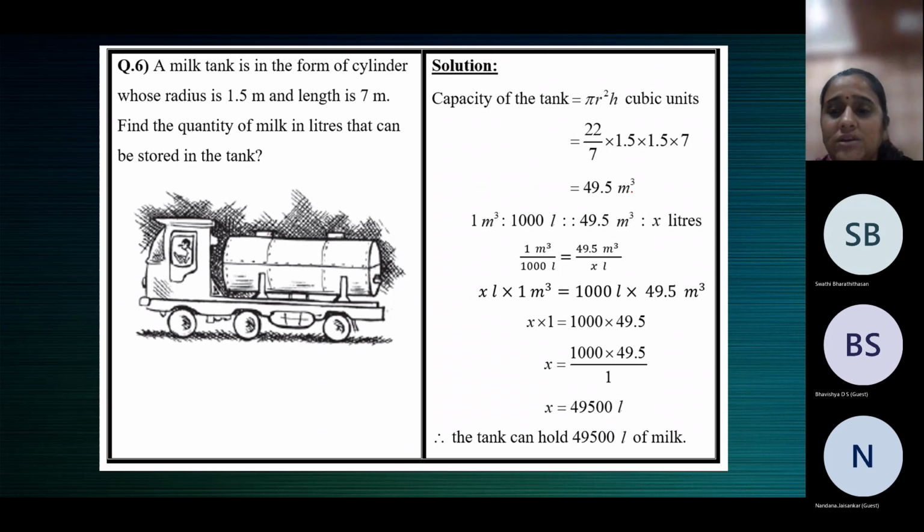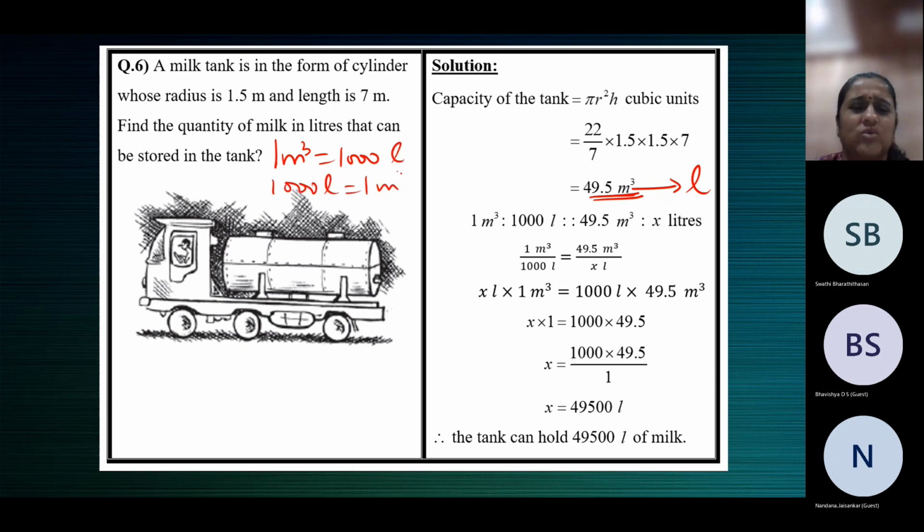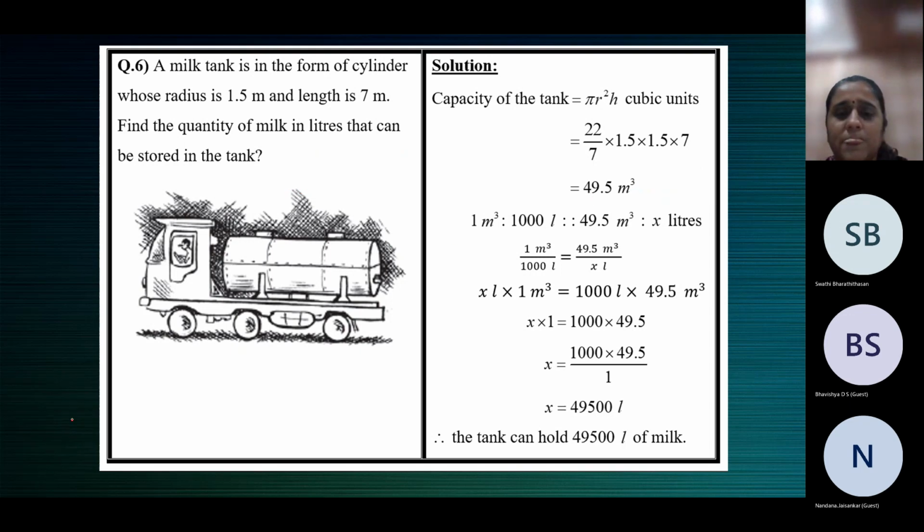Now you want to convert this meter cubed to liter. What is the relation between meter cube and liter? We know 2 things. You should choose the correct one. To convert centimeter cube to liter, use the first one. To convert meter cube to liter, use the second one. In the second one, 1 meter cube is 1,000 liters. You can also use it as 1,000 liters is equal to 1 meter cubed. So 1 meter cubed is 1000 liters. Then 49.5 meter cubed is how many liters?